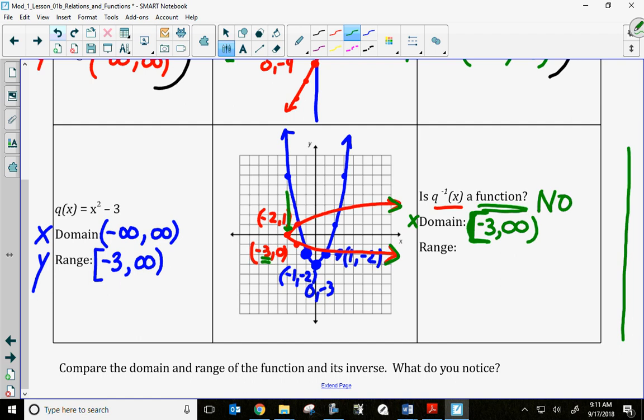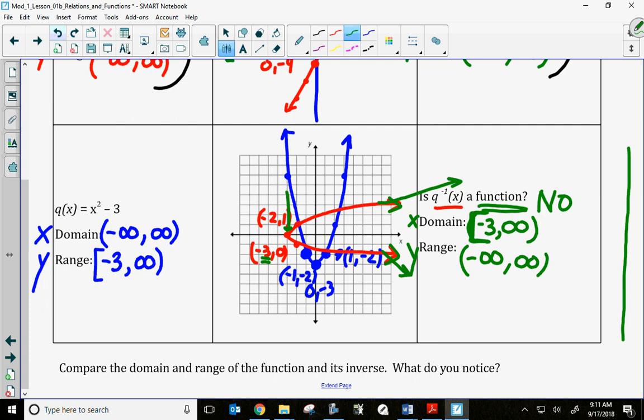What about my range? My y goes up and down. This goes to the right forever, but it slowly goes up forever. This goes to the left forever, but it slowly goes down forever. Negative infinity to positive infinity, because it goes up forever and down forever. This will constantly get wider and wider, my red parabola. So it will go up and down forever.